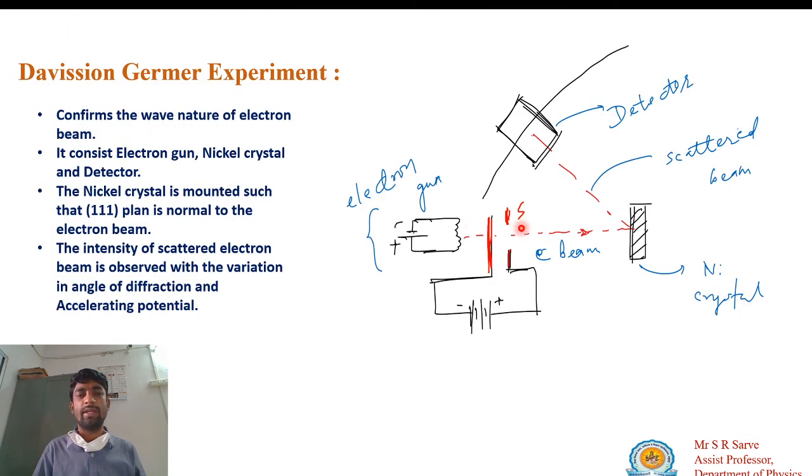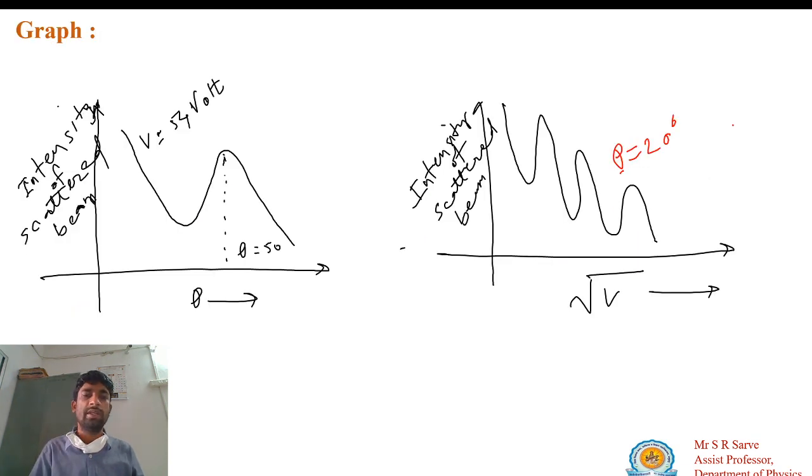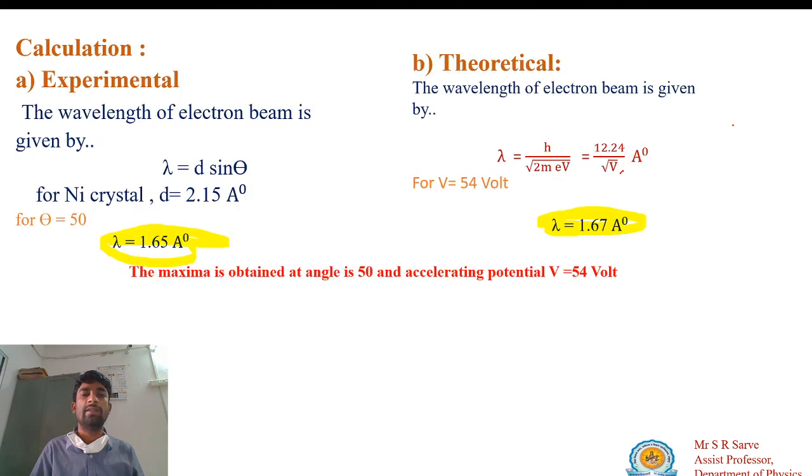This is the experimental setup. It consists of an electron gun, nickel crystal and detector, and the nickel crystal is mounted such that one plane is normal to the electron beam. Here we have to consider the angle theta equal to 50 degrees, at which you get the maxima. And this is the graph of intensity versus potential and angle, and these are the experimental observations and theoretical observations.